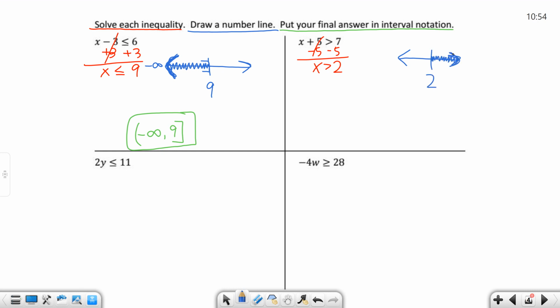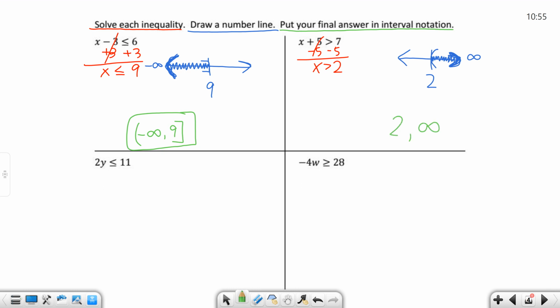So I'm going to shade this arrow, darken it in. And if I shade the right arrow, that's infinity. What goes around 2 this time? Well, a parenthesis goes around it if there's no equals. There's no equals here, so you use a parenthesis. So then the interval notation, you started at what? You started at the number 2, comma, and you went all the way out to infinity.